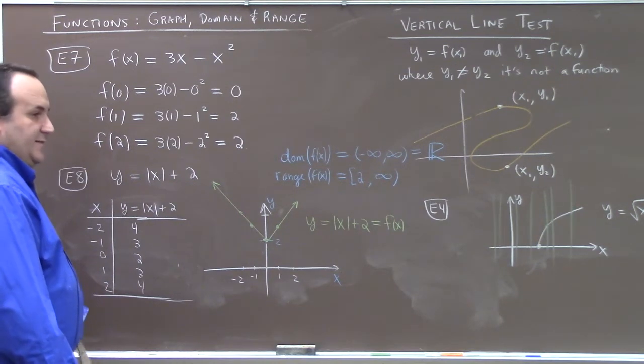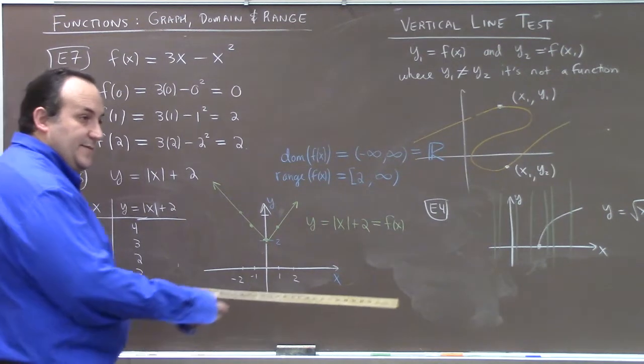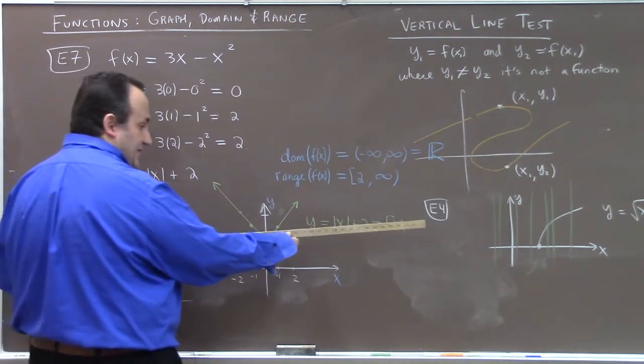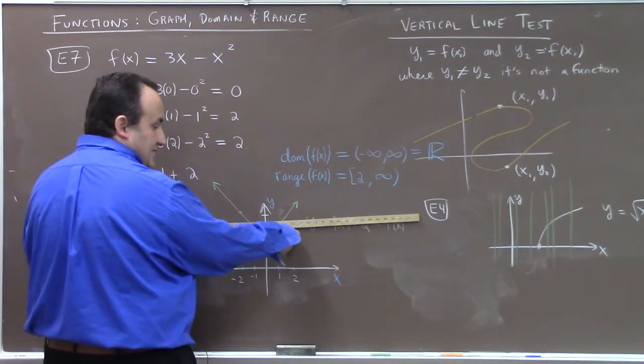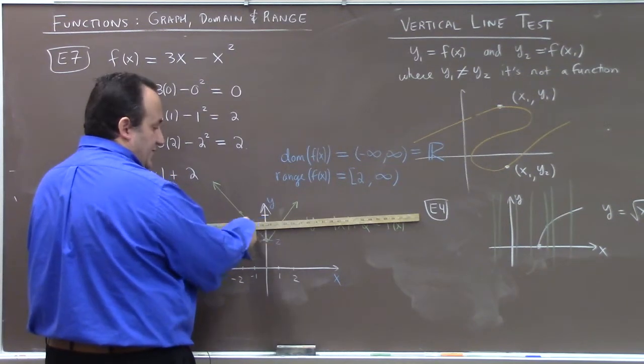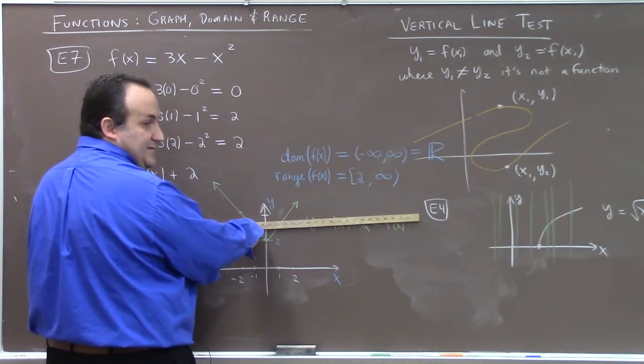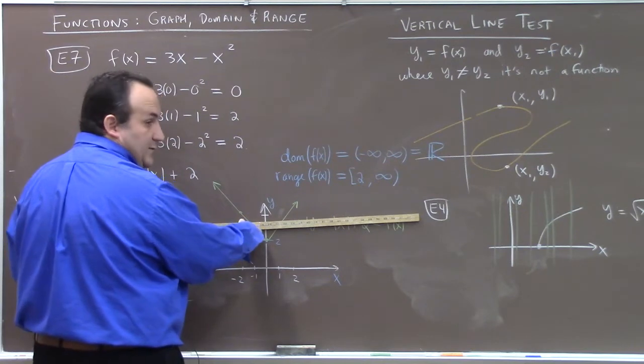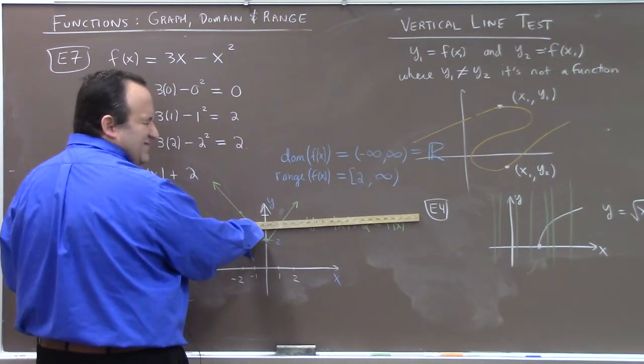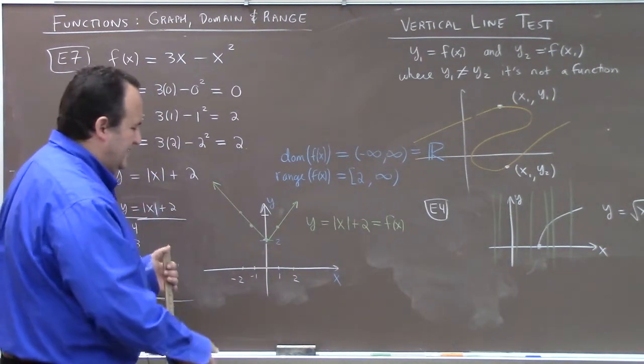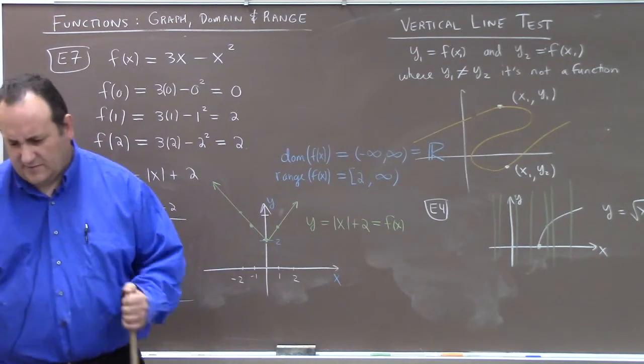Now this last example actually fails that horizontal line test I was talking about, because if you take a horizontal line like this, you see it intersects that graph in 2 points, but that doesn't make it not a function. It just means it's not what's called a one-to-one function. But I don't know if we ever talk about that in this course, at least not right away anyway. Maybe later in this chapter.